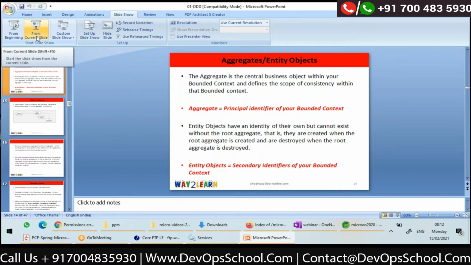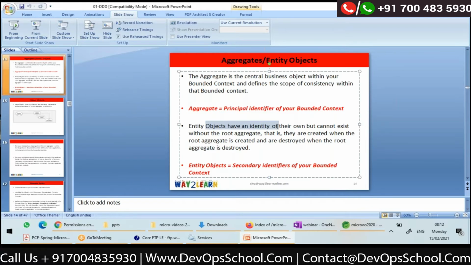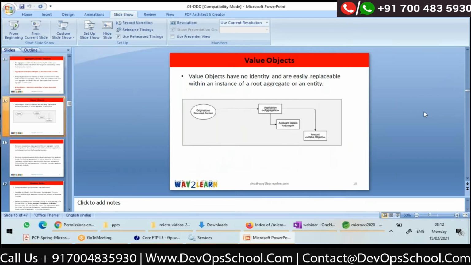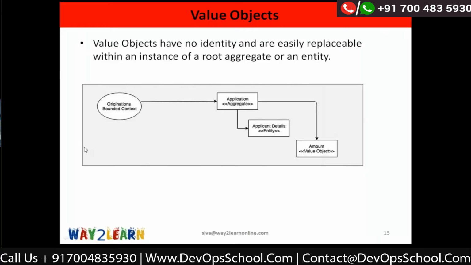So in our bounded context, there might be one root aggregate and multiple entities. Entities, do they have their own identity? Yes, but they do not have any meaning without an aggregate. They always have to be associated with some aggregate. And what are value objects? Value objects do not have identity of their own, right? So let me just show you an example.